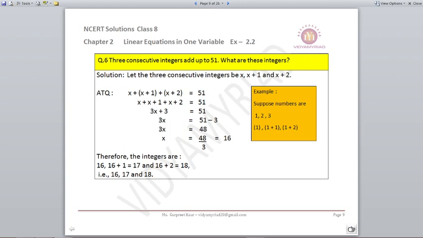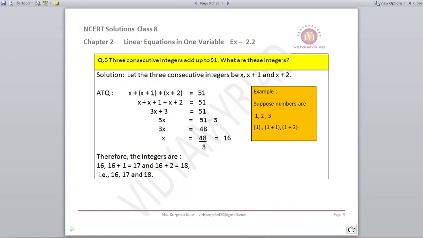Question number 6. Three consecutive integers add up to 51. What are these integers? Let us understand this question with the help of an example I have written in a box. Let the numbers be 1, 2 and 3. Consecutive means one after the other. If I assume 1 as my first number, then 2 is my second number and 3 is my third number.